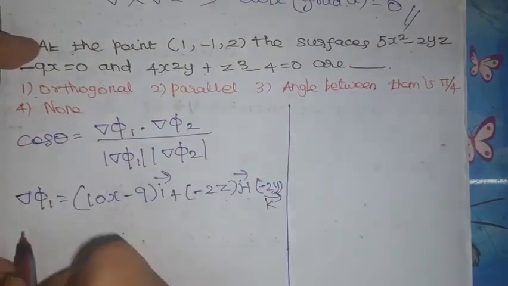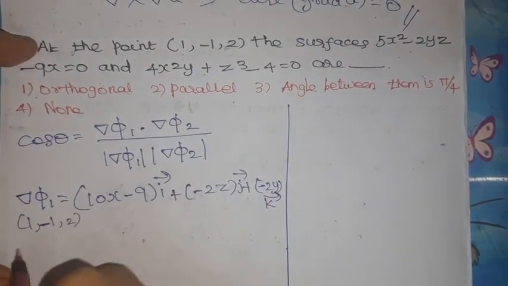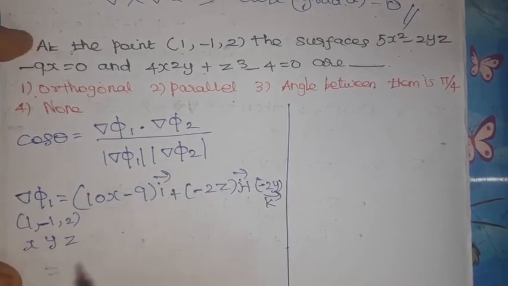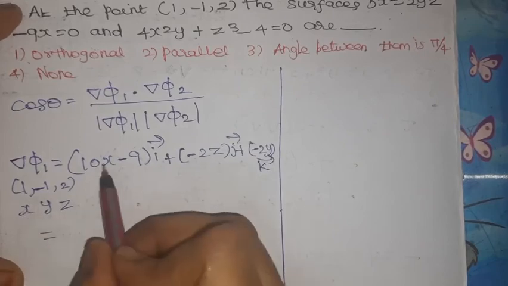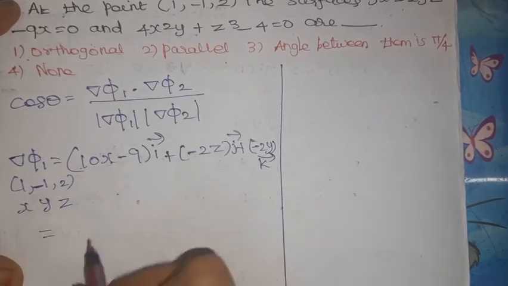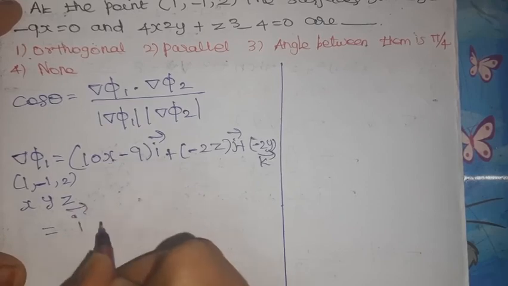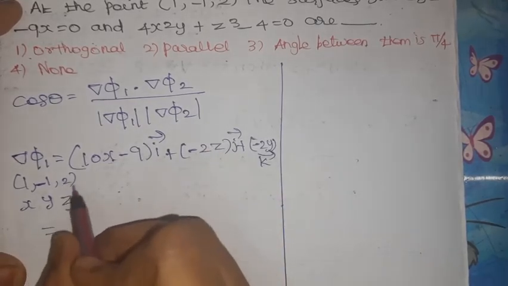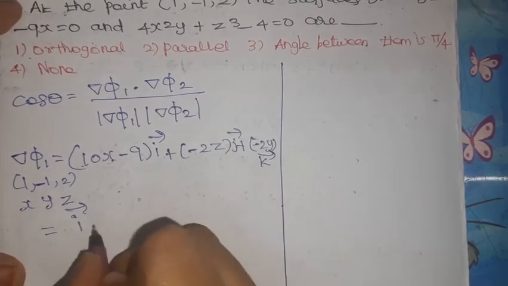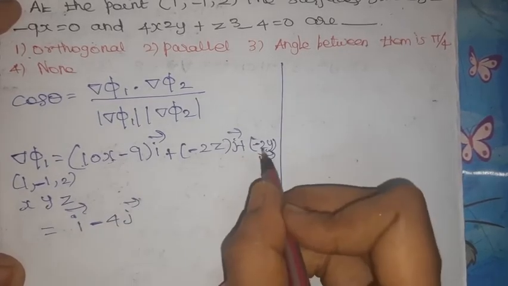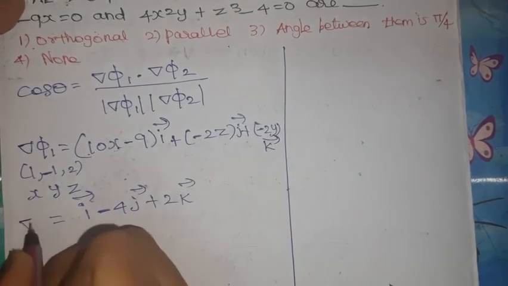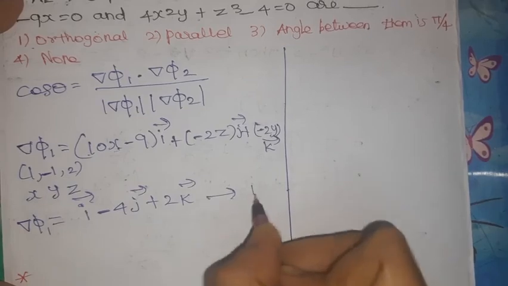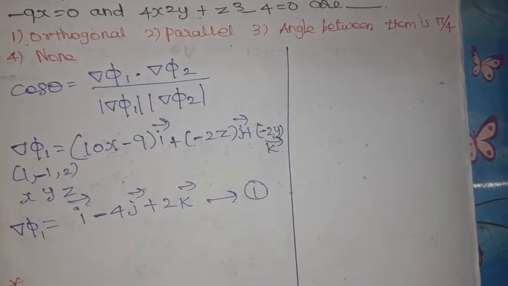So at the given point 1 comma minus 1 comma 2, just substitute x, y, z values as 1 comma minus 1 comma 2. So x value 10 into 1 is 10, 10 minus 9 gives i, then minus 2z, 2 into 2 is minus 4j, then minus 2y gives plus 2k. So this is del phi 1 value. Take it as equation 1. Del phi 1 value is nothing but i minus 4j plus 2k.